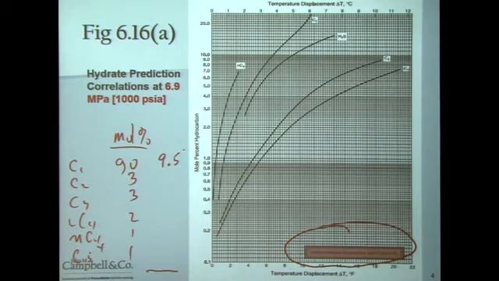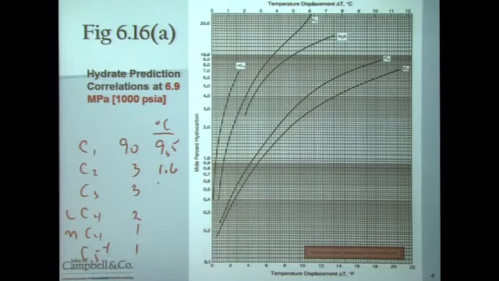Now we want to add to that the contribution of ethane. Well, we have 3 mole percent ethane, so we find 3 mole percent over here, and we locate our ethane chart right over here. So we go in at 3 mole percent, we go up, and we read about 1.6 degrees Celsius. That's the contribution that ethane makes to the hydrate formation temperature.